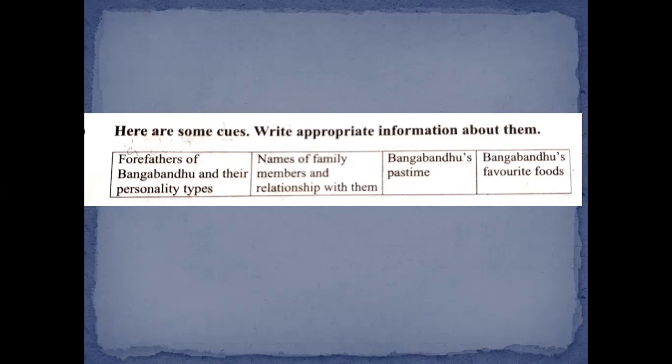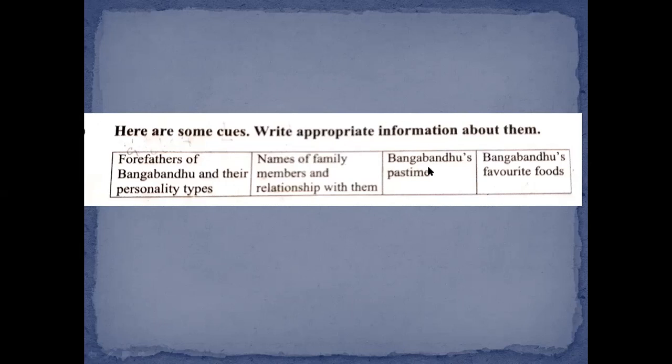Okay, now names of family members and relationship with them. His father's name was Sheikh Lutfur Rahman and mother's name was Sahira Khatun. They were very loving parents. They loved him very much and they had a good relationship. He had a good relationship with them.